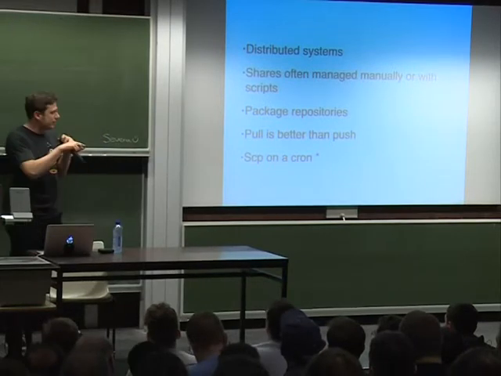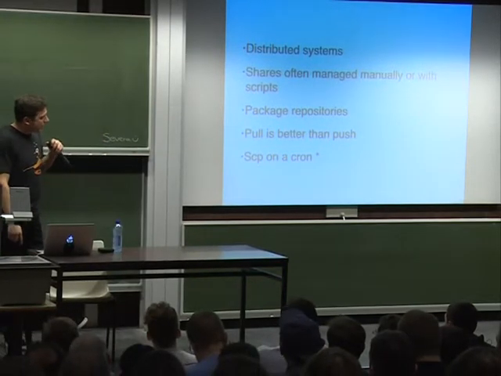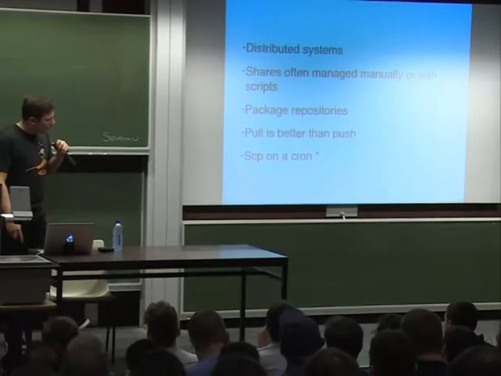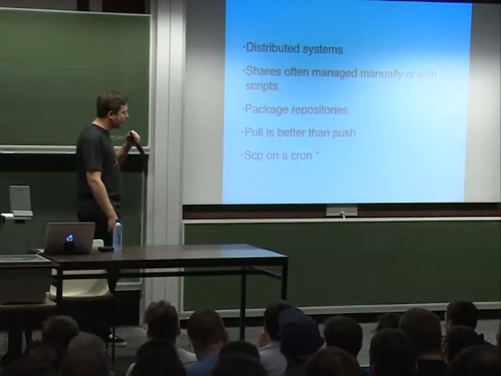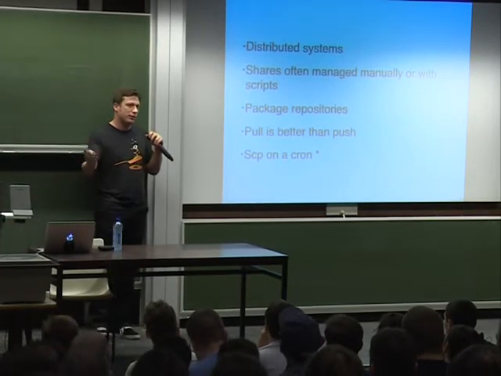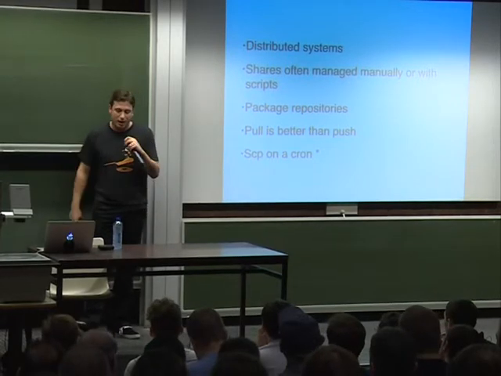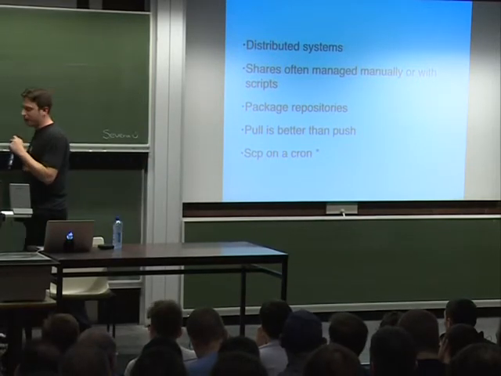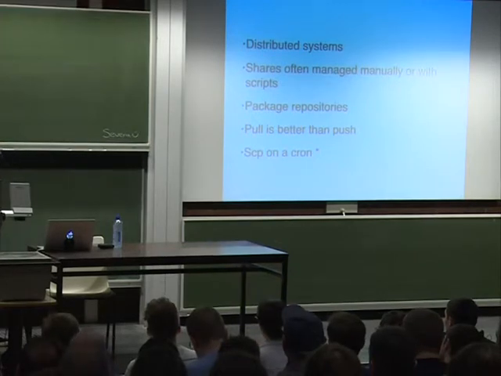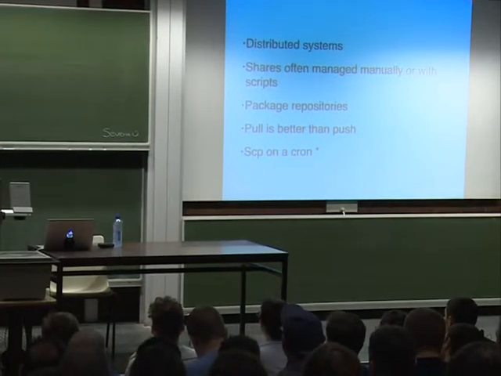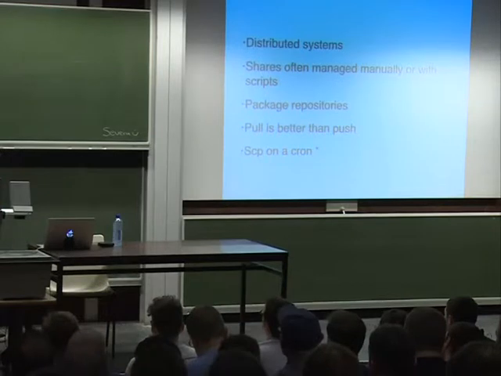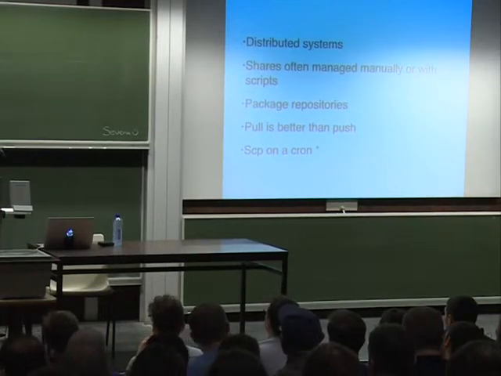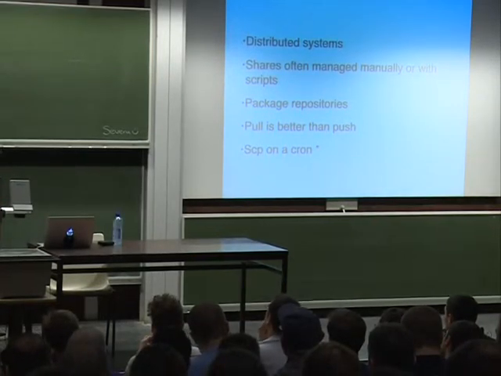Put a star next to the SCP on the cron here, because this is when we first realized we need a control loop to keep things in the state that we need them. You'll often see this sort of thing: I'm going to pull from this HTTP server on a cron. Pull is better than push. If you disagree with that statement, you are wrong.